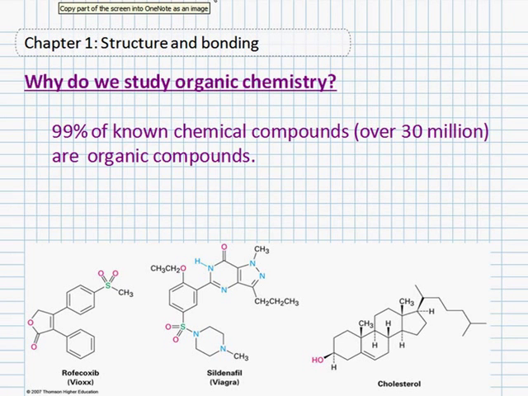Chapter 1 in this textbook is about structure and bonding. It is essentially review from General Chemistry 1, from your first semester of General Chemistry, when most of you should have learned at least a lot of these concepts at some level. So hopefully they sound familiar.